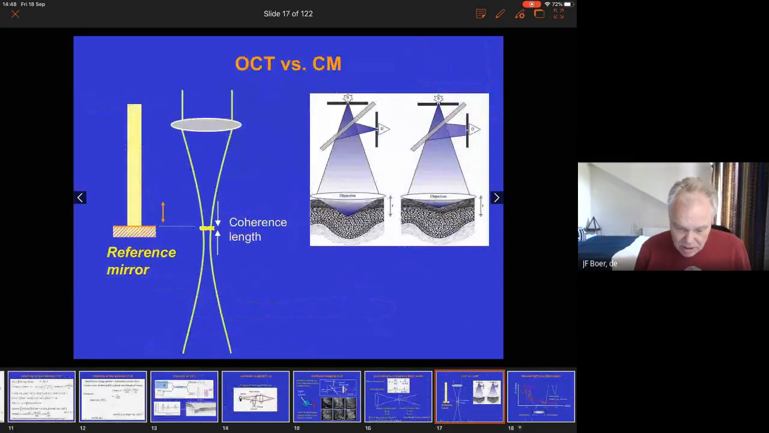This is another way of looking at OCT versus confocal microscopy. So you see here the beam waist drawn. And with OCT, your signal comes from a very small block here that is determined by the coherence length of the source.